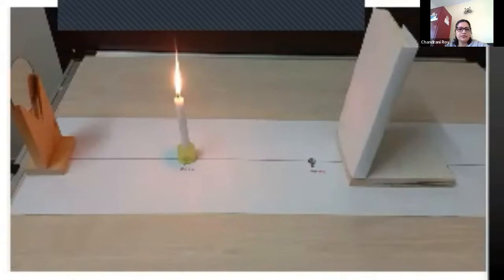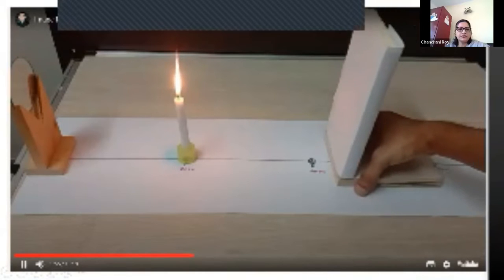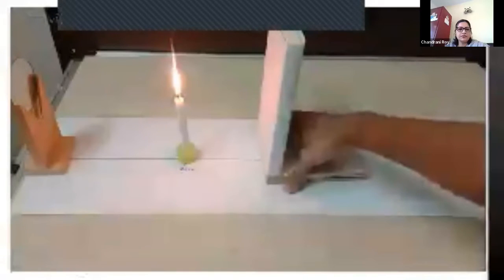Now since the image will be formed at infinity, even if I try to move the screen forward and backwards, I will not be obtaining the image on the screen, because the screen has to be very, very far away from the pole of the mirror to obtain the image.